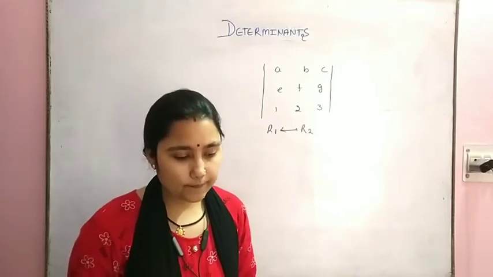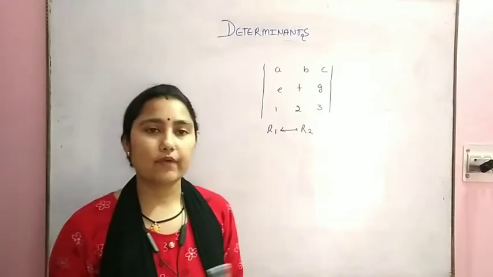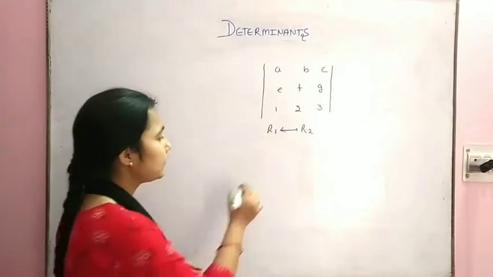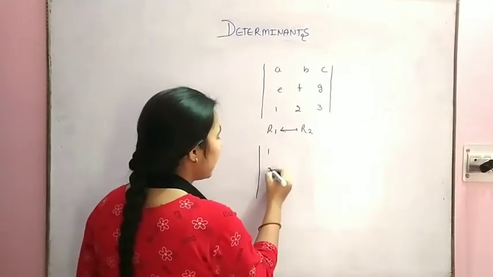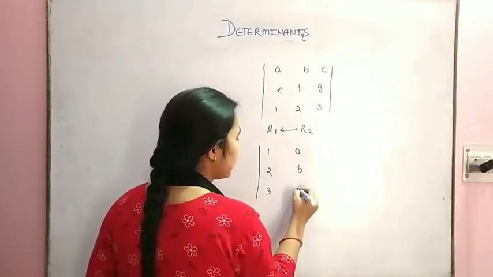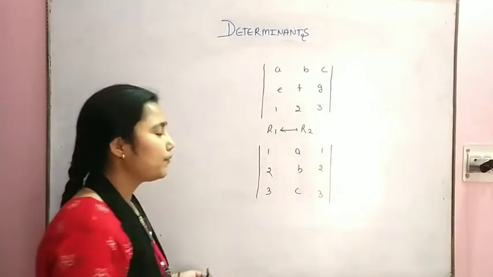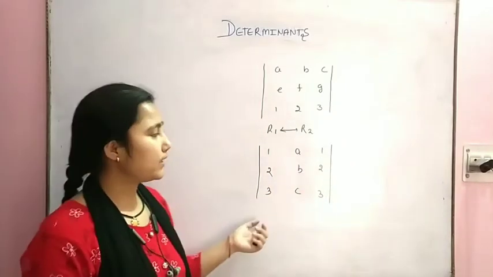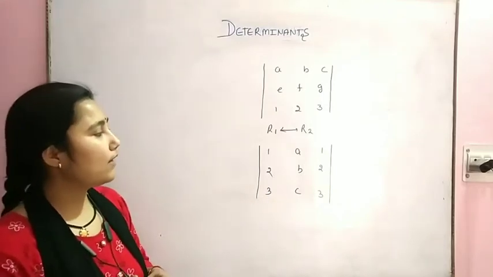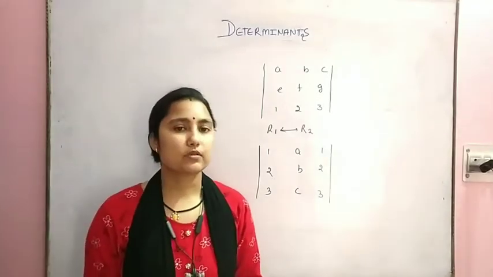Now the next property: if any two rows or columns of the determinant are identical, then the value of the determinant is equal to 0. Suppose we have a determinant where column 1 has entries 1, 2, 3, column 2 is A, B, C, and again column 3 has entries 1, 2, 3. So two columns are identical here, which means the value of the determinant is equal to 0. If two rows are identical, then the value of the determinant is also equal to 0.